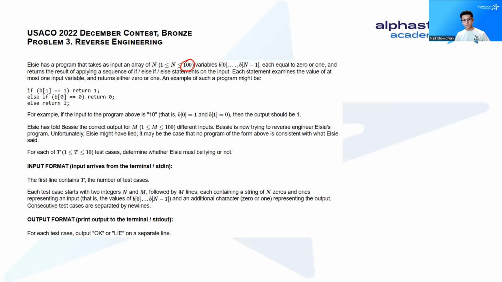And Elsie has told Bessie the correct output for m different inputs. M is also less than 100. And now Bessie is trying to reverse engineer Elsie's program. But Elsie might have lied, and it might be the case that no program is consistent with what Elsie said. So we need to determine whether Elsie is lying.